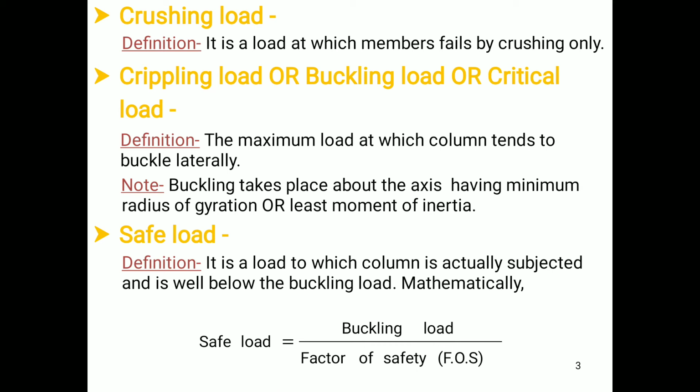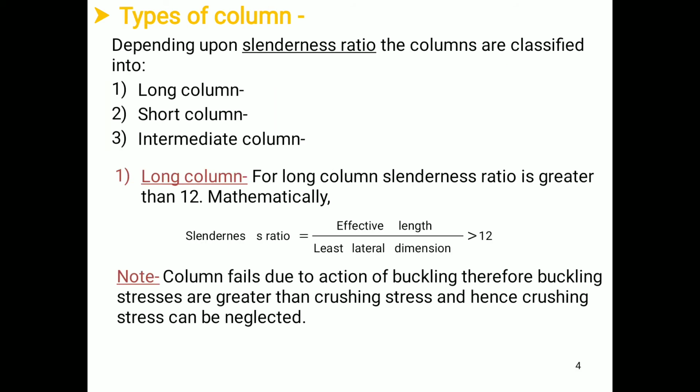Okay, the concept of factor of safety we have already discussed in unit number 5, in the theories of failure, where we came across the definition of factor of safety. Now the next topic is types of column. There are three classifications of column depending upon the slenderness ratio: long column, short column and intermediate column.